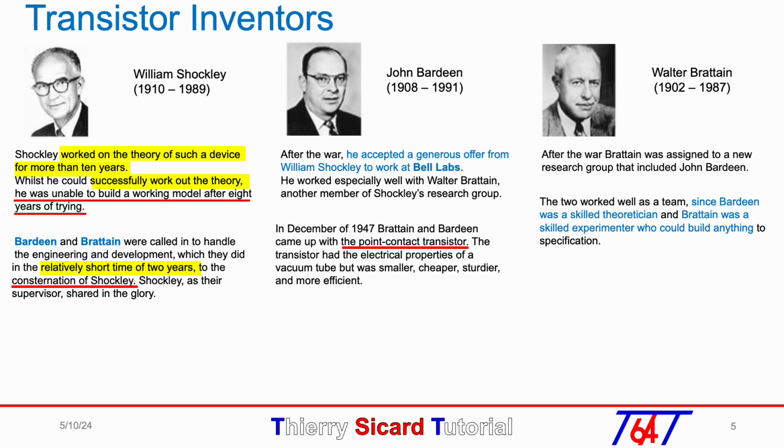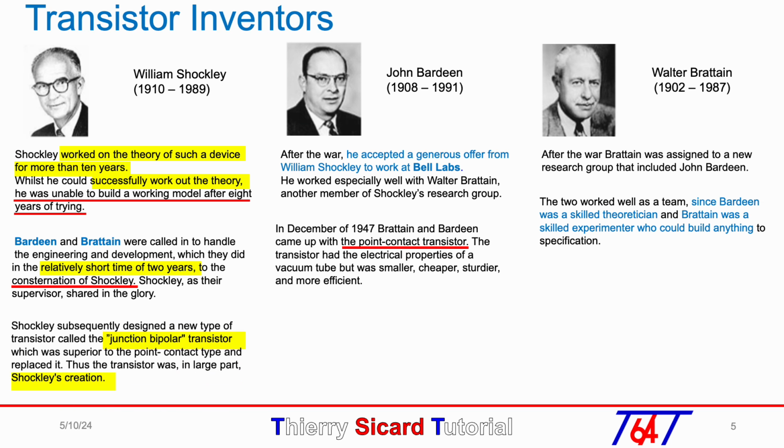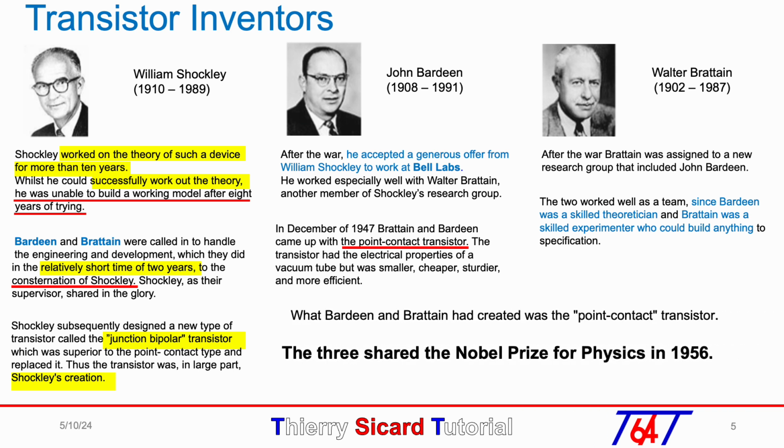Following the point contact transistor invention, Shockley worked really hard for the next 2 months to design a new type of transistor called the junction bipolar transistor, which was based on the PN junction discovered by Russell Ohl, and was superior to the point contact transistor, replacing it quickly. Thus, the transistor invention was in large part Shockley's creation. For this reason, the three shared the Nobel Prize in Physics in 1956.